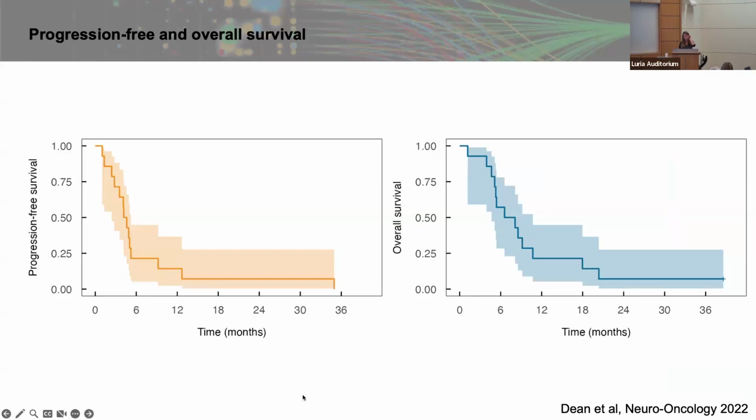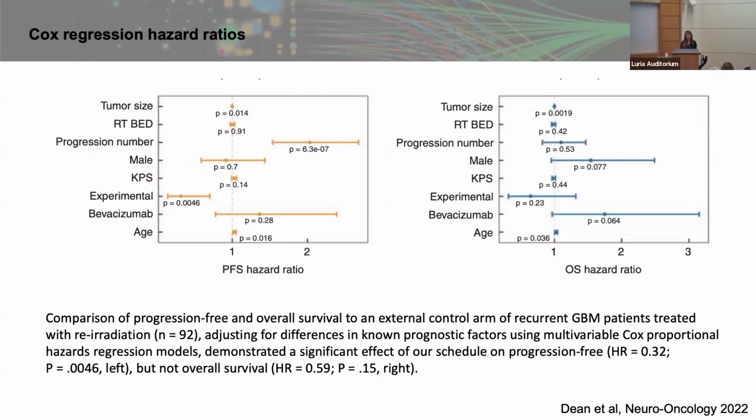Progression-free and overall survival look like this. It's not a randomized clinical trial, right? But it's compared to a historical control arm of the RTOG-1245, so we don't have a randomized progression-free and overall survival. But in a Cox regression, the progression-free survival is significantly longer. So the hazard ratio of death is smaller as opposed to this historical control trial, but of course, take it with a grain of salt because it wasn't randomized. We don't see a significant difference in overall survival.